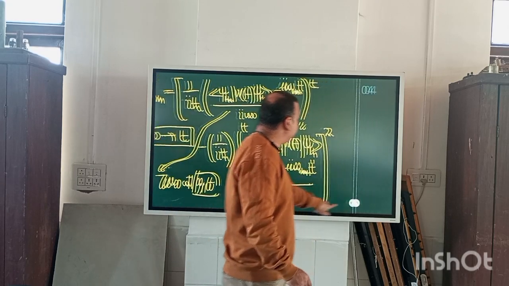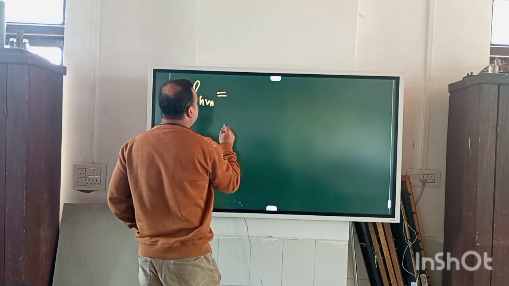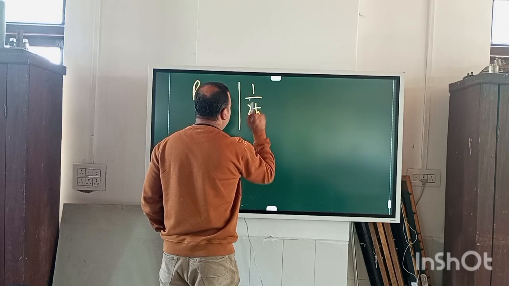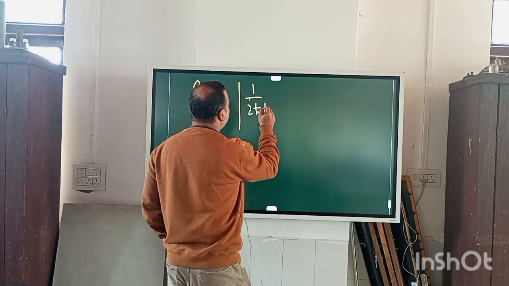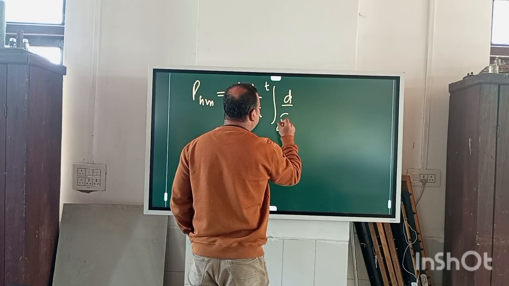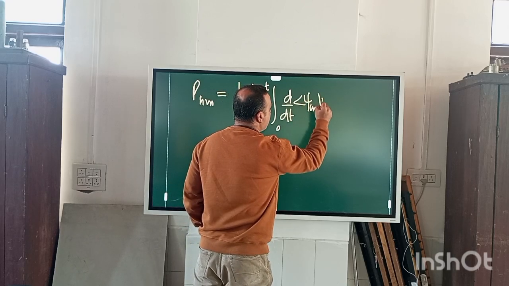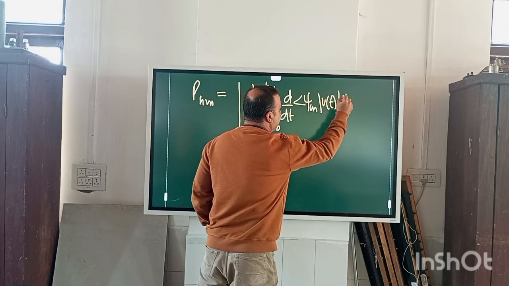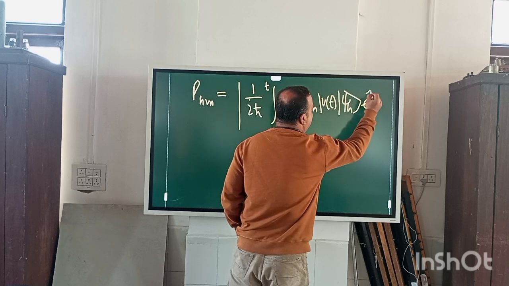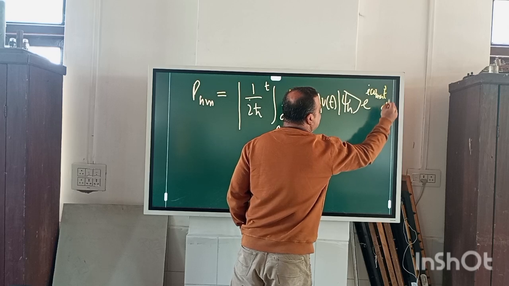So let me write down this thing now. P_mn, okay, so you have a mod, then I have 1 by iħ. Then we will have the integral from 0 to t, then we have d by dt of ⟨ψm|V(t)|ψn⟩, and e to the power of iω_mn t' dt'.